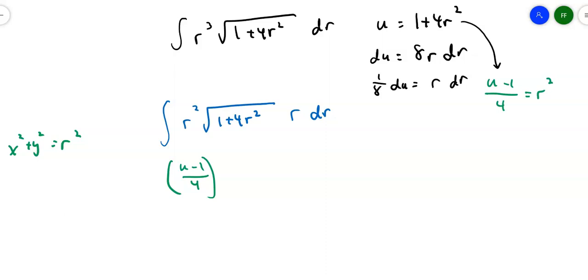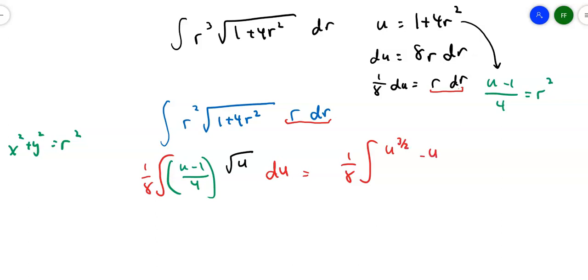The middle piece just becomes the square root of u. And the r dr becomes 1/8 du. And from here now, I can simplify a little bit, right? I'll get 1/8, the integral. If I multiply u to the 1/2 times u to the first, I'll end up with a u to the 3/2 minus u to the 1/2 all over 4. And then why not pull that 4 on the outside? So I come up with 1/32 integral of u to the 3/2 minus u to the 1/2.